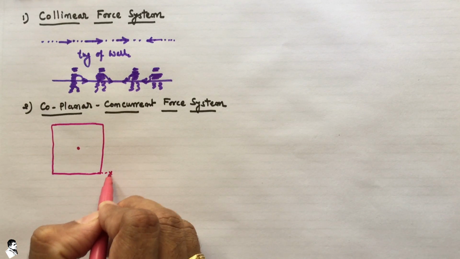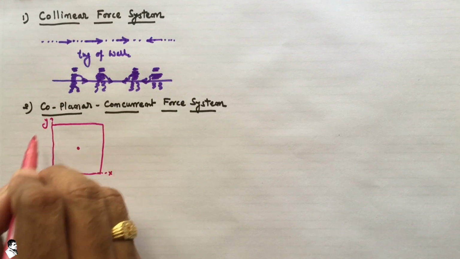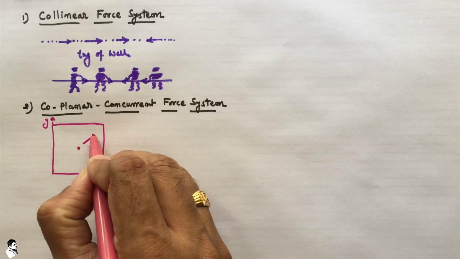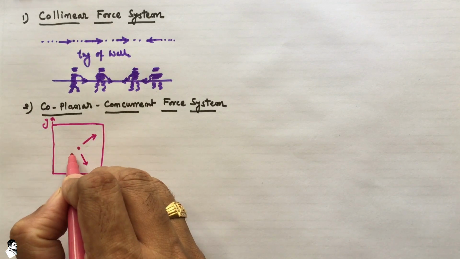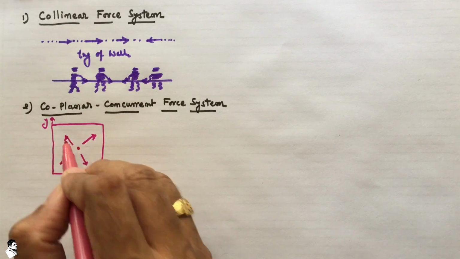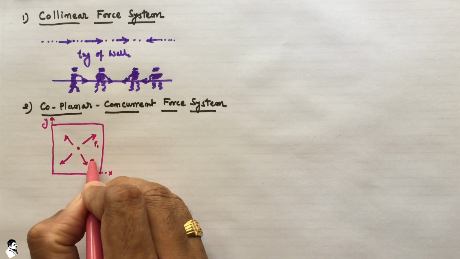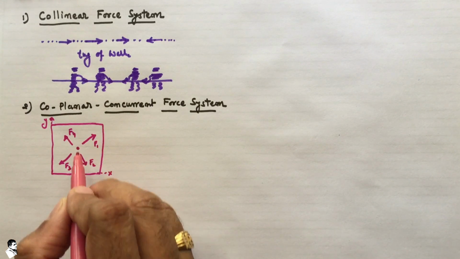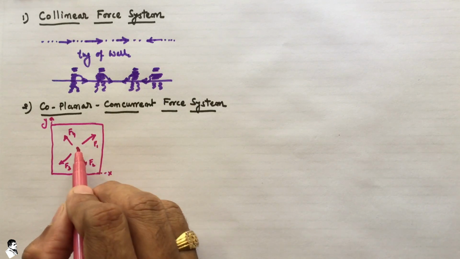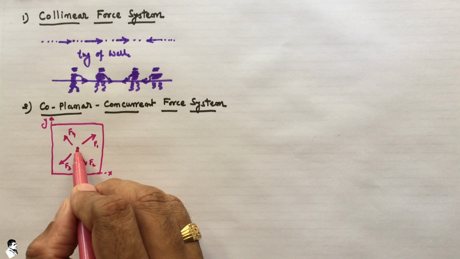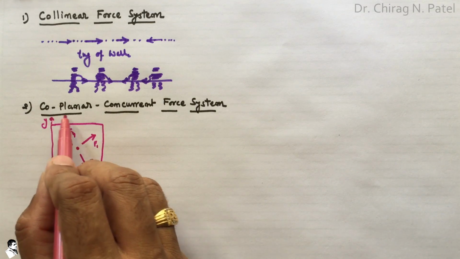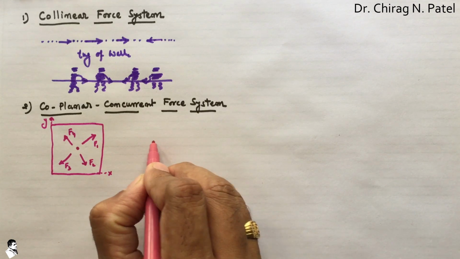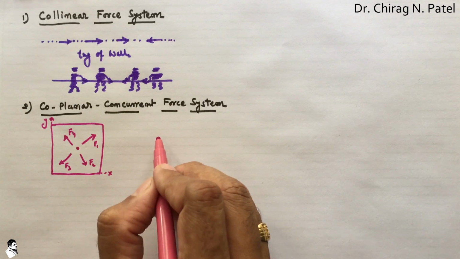So this is our x and this is our y. So this is the xy plane, and whatever forces we show here, those are propagating from the one point: F1, F2, F3, F4. So these are in the one plane as well as propagating from the one point. So that's why it is known as a coplanar concurrent force system. So this type of system generally you observe.